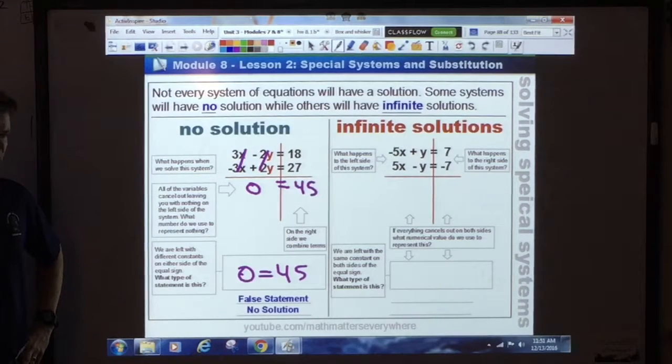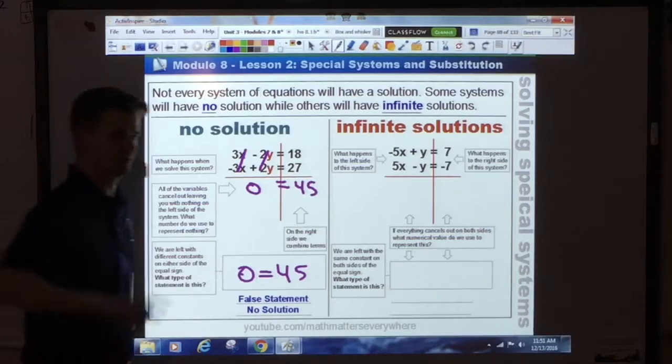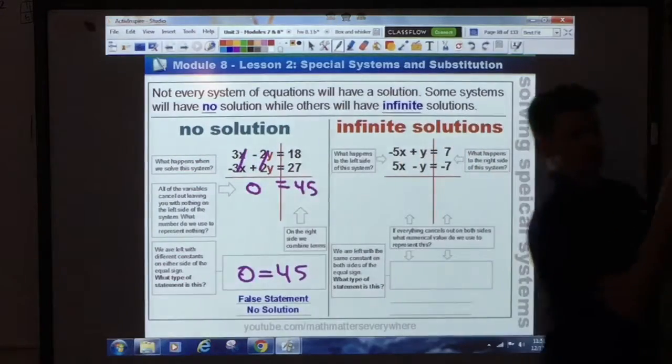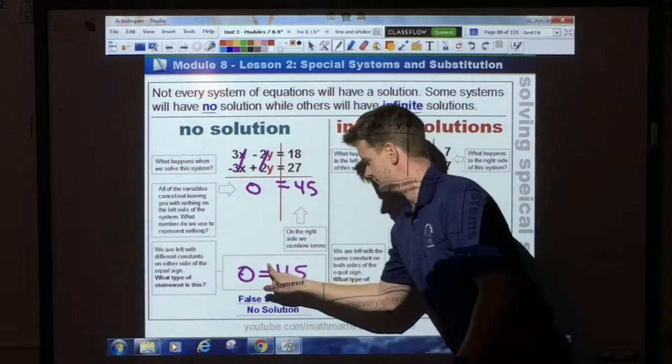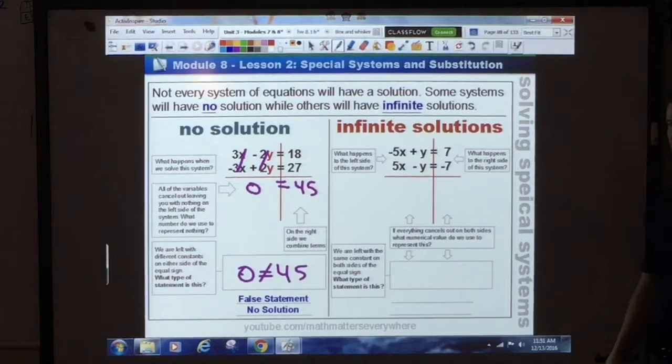And it kind of looks like what we had when we solved equations with no solution. If you have a false statement, that still means no solution. Do we put the line through the equal sign like we did in the equation? Good. 0 does not equal 45. Good job. Okay, so that's no solution.